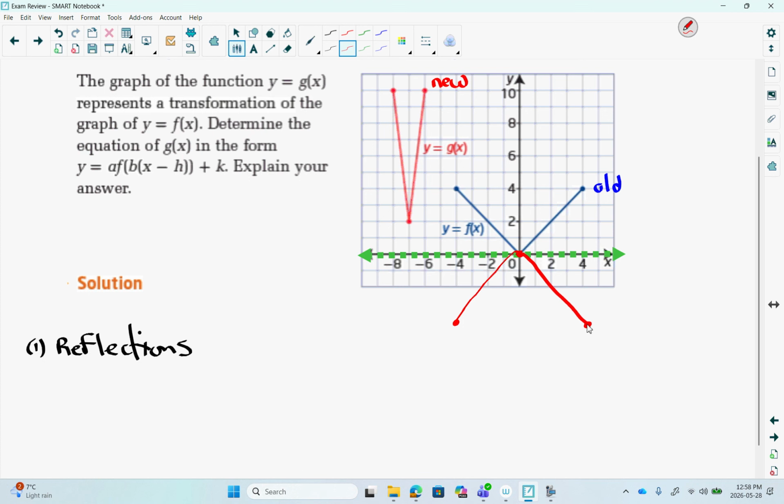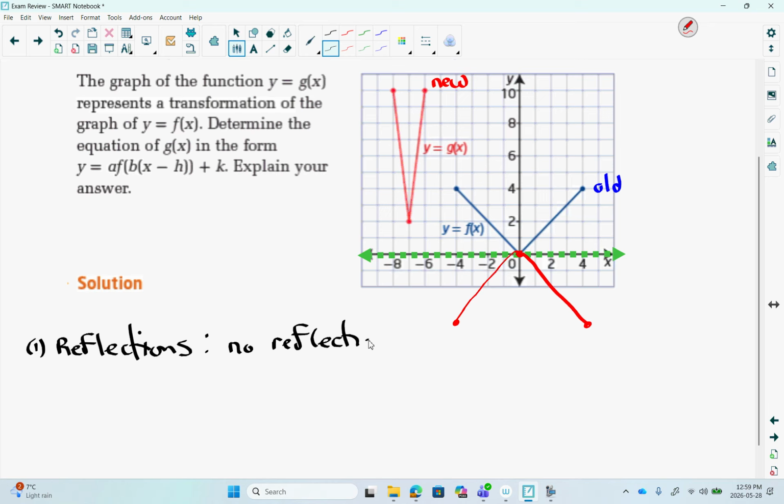Would you say that the red curve looks like this? Is it a V that opens downward? No, this is a V that opens upward. So how would I answer the question if I asked you, is it reflected in the x-axis? Yes or no? So there's no reflection in the x-axis.